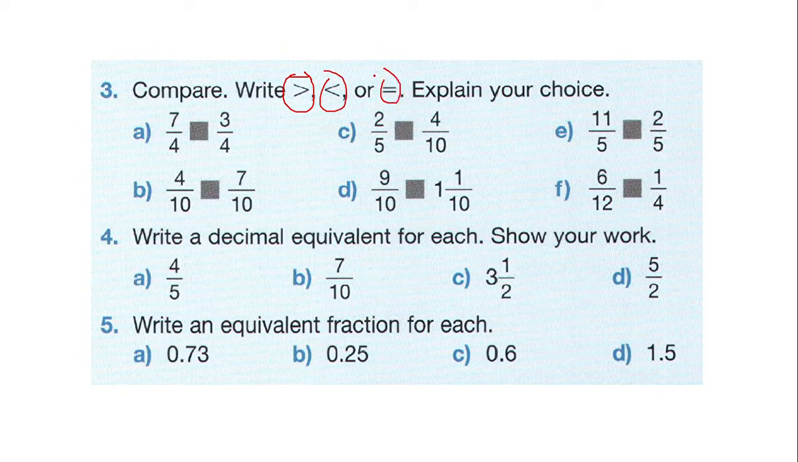Some of these are far easier to compare, whereas some of them are not as easy to compare. So if we look at the first one, A, we're in quarters. Our denominators are the same. That means that our whole has been broken up into the same number of pieces. Well, this one right here, 7/4, this is saying 7 pieces, and this is saying 3 pieces. So because our denominators are the same size pieces, we can say that 7/4 is greater than 3/4.